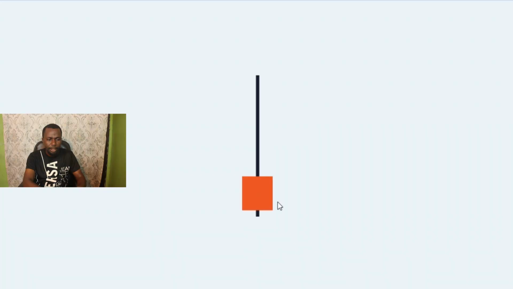So the next candlestick pattern that we have here is known as the shooting star. The shooting star is a candlestick pattern that tells you that the sellers are in control. If you watch, you see that the market opens here, right? It opens above this place, and then the buyers came into the market and pushed the market all the way to this level.